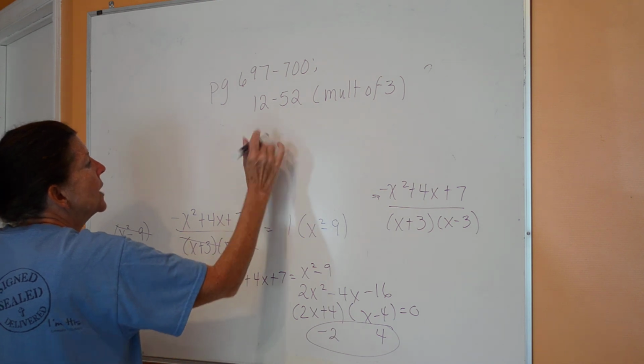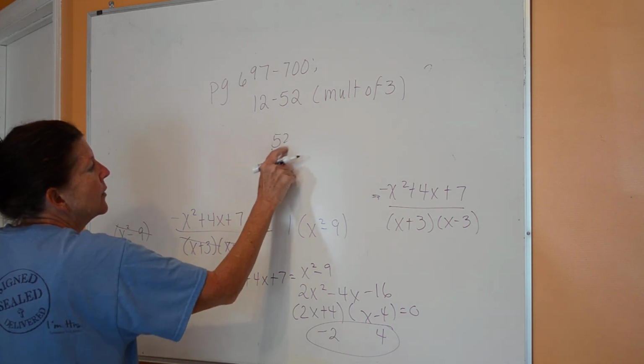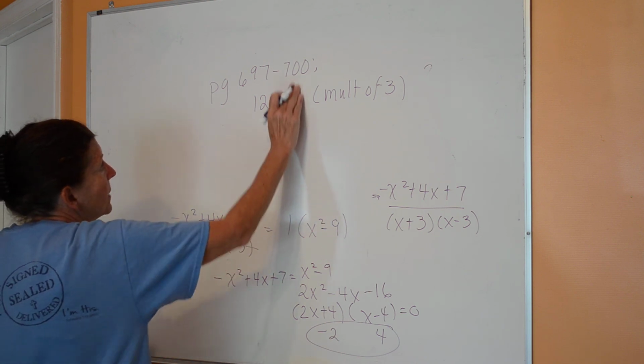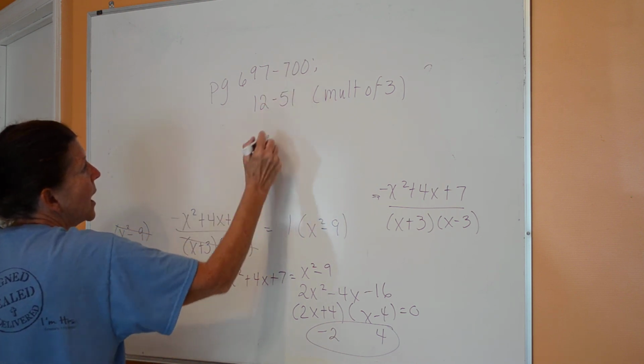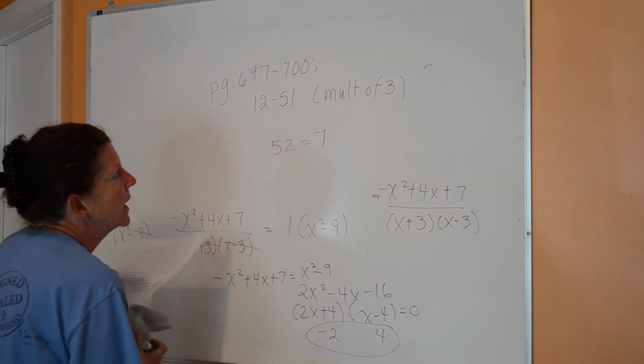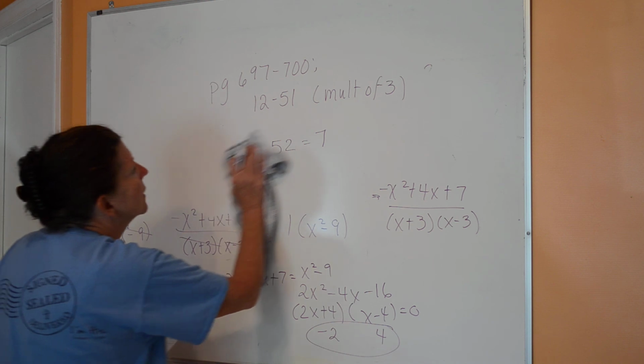Remember, to know if you're going to do it, you can just add the numbers together. 5 plus 2 is 7. So actually, we're going to stop it at 51 because that's where it's going to stop. Because 52 equals 7, and I can't divide 7 by 3. All right.